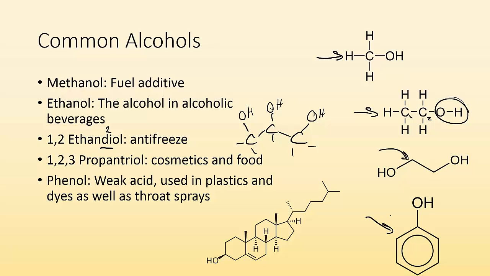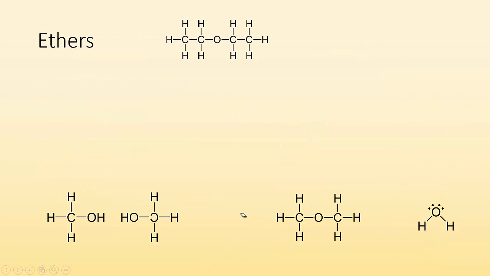Phenol is used in plastics and dyes as well as throat sprays. Phenol is a benzene with an alcohol group on it. And then there's another one, cholesterol, which is a super important one in the human body. It's important for making hormones, and it can be a problem if you've got too much of it in your blood. So alcohol is super important.